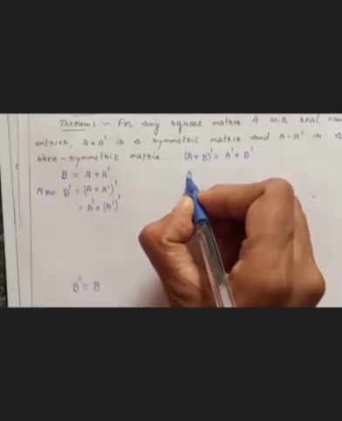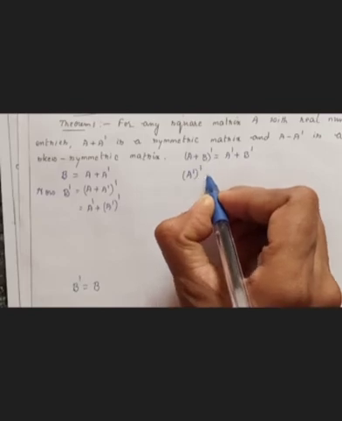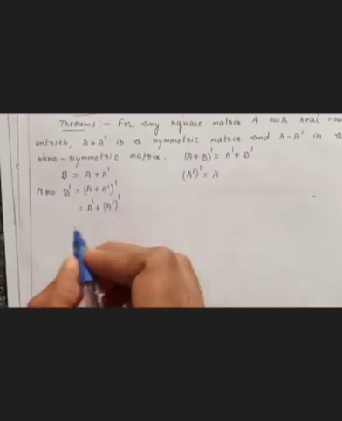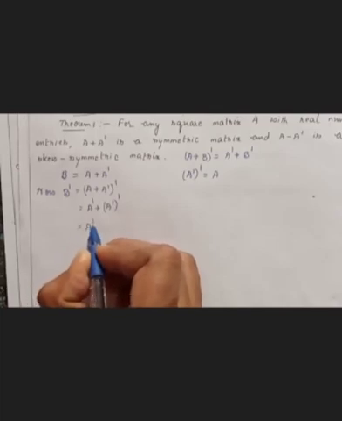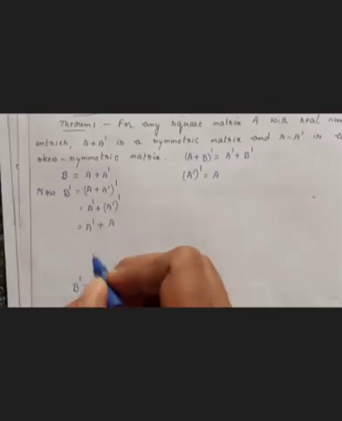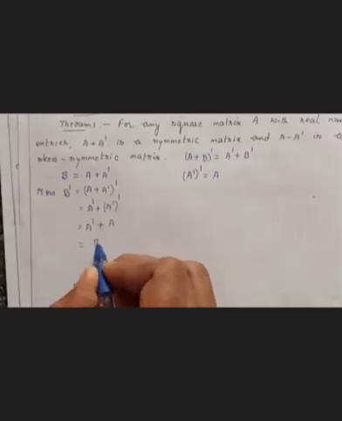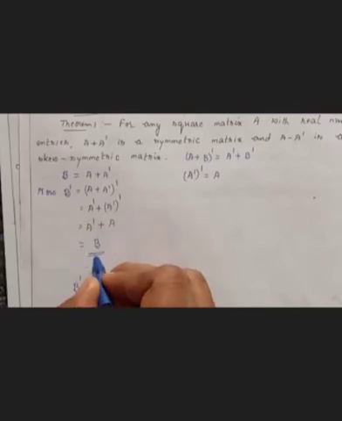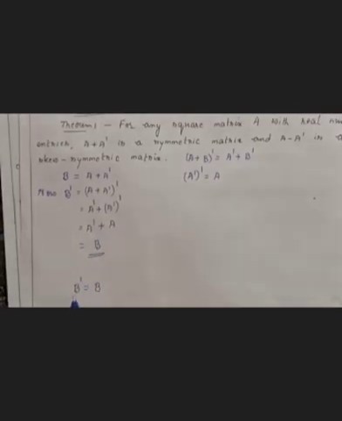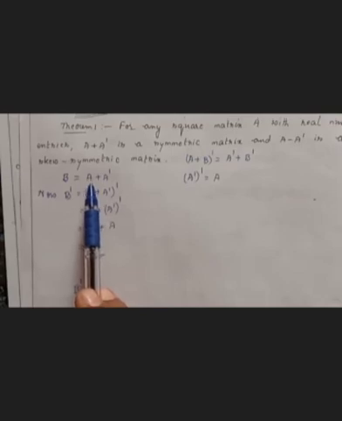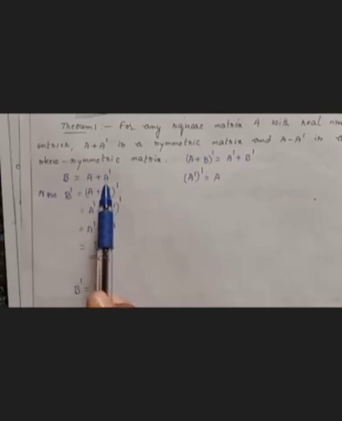Again we have one more property. What is that? A dash of dash, or A transpose of transpose, is equal to A itself. Therefore, this is A dash, A transpose of transpose is equal to A. What is this? This is nothing but B. A dash plus A, or A plus A dash, is nothing but B. Therefore, we proved that B dash is equal to B. Therefore, B, which is A plus A dash, is a symmetric matrix.